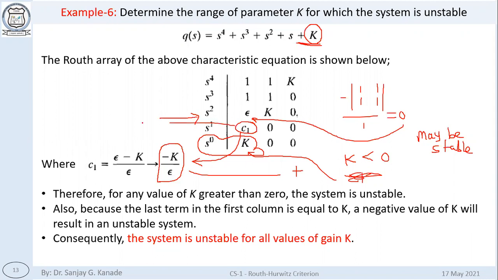So based on C1, k has to be negative. Based on this last element, the s raised to 0 element, k has to be positive. Obviously it is not possible for k to be positive and negative at the same time, right? k can either be positive or k can either be negative. Therefore, when we combine these two conditions, the C1 condition and this condition, it gets finalized that even if you put any value of k, the system will be unstable, right?